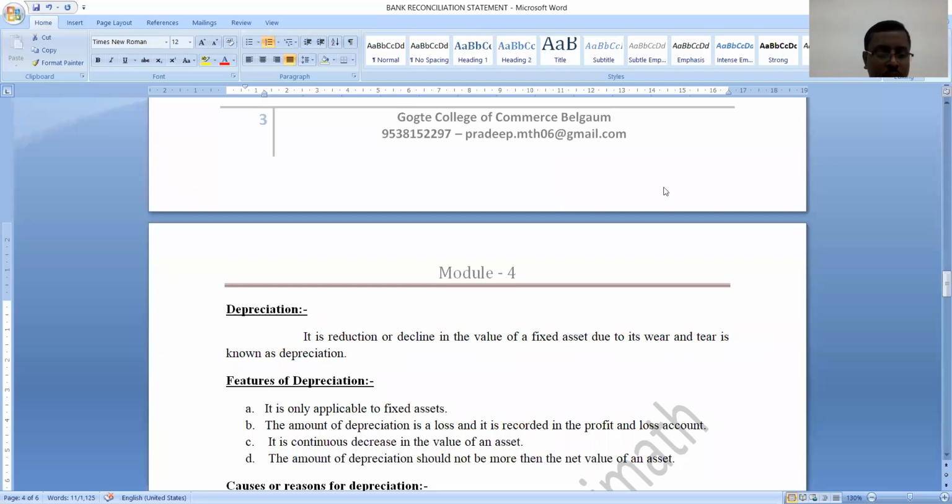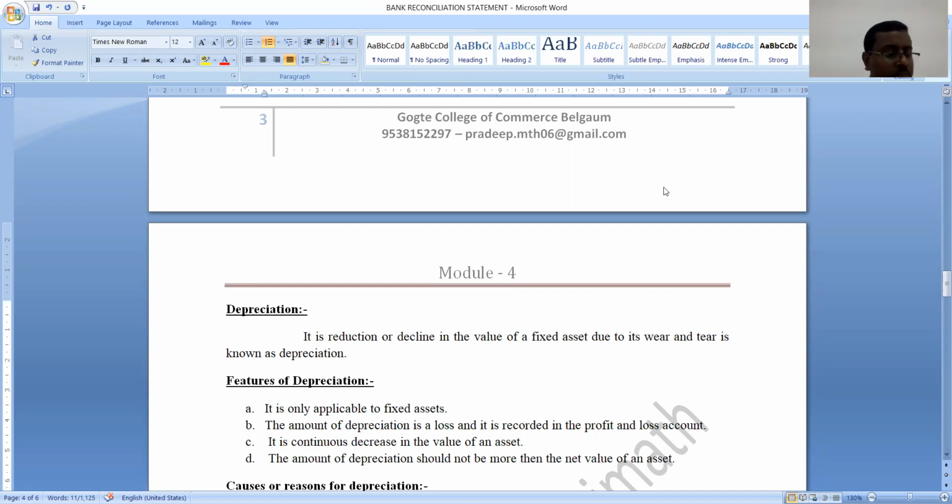Good afternoon. In my previous video, we discussed the third module, that is the three-column cash book, and we also discussed the classification of cash books. Today we are going to begin with the fourth module, which consists of two aspects. One is depreciation and another one is bank reconciliation statement. In this class, we are going to discuss depreciation and solve certain problems on depreciation.